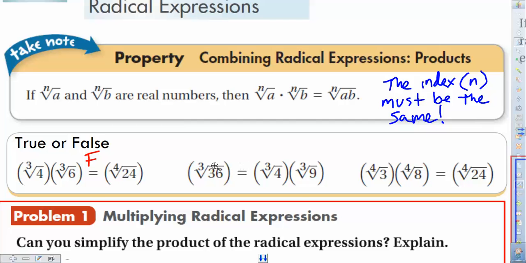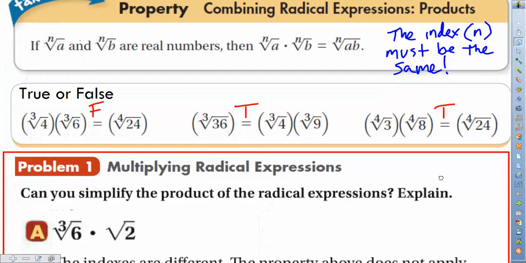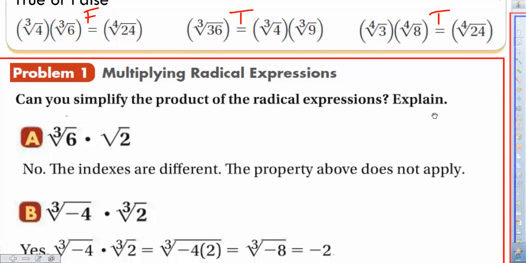How about the next one? The cube root of 36 could be broken apart into the cube root of 4 times the cube root of 9. What do you think of that? Is that true or is that false? You got it. That would definitely be true, because since 36 is 4 times 9, we can break it apart into 2 cube roots. How about the last one over there? The fourth root of 3 times the fourth root of 8. Is that the same as the fourth root of 24? Yes, sir, it is.